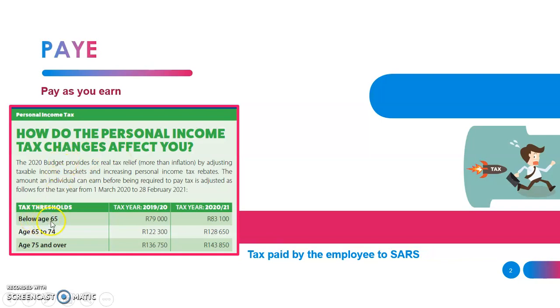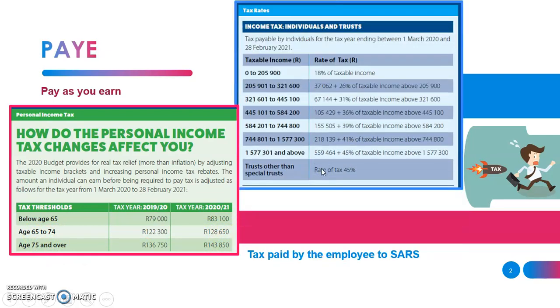So if you're below the age of 65, which will be most of us, and you are for 2020 earning less than 83,000 Rand per year, you don't pay any tax. So these people are exempt or they're not required to pay tax. As you get older, you'll see 65, 74, you can earn more and you still won't be paying tax, a benefit for the older people.